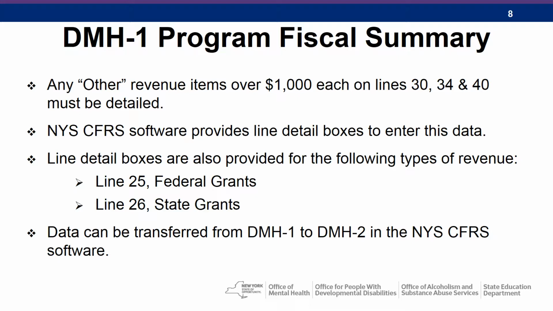Any other revenue items over $1,000 each on lines 30, 34, and 40 must be detailed. New York State CFRS software provides line detail boxes to enter this data. Line detail boxes are also provided for the following types of revenue: Line 25, federal grants; Line 26, state grants. Data can be transferred from the DMH1 to the DMH2 in the New York State CFRS software.